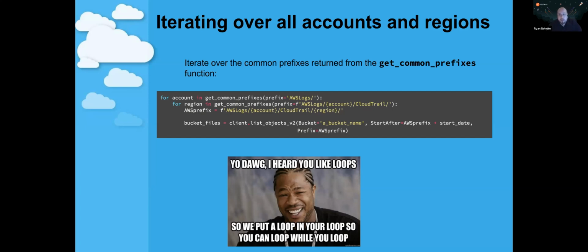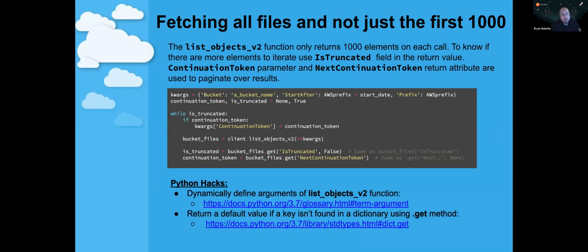Once we have a function to get all that and iterate all of it, we're just going to keep looping and looping and looping and try to catch all those logs. And we're going to be doing it in chunks of 1,000 at a time. There's a Python trick that Marta used that I don't fully understand, so I'm not going to try and explain it to you, but you can ask her a question afterwards of how it works. So these are a couple of the Python tricks she wants to highlight that they used: the dynamically defined argument and returning a default value if a key isn't found in the dictionary.